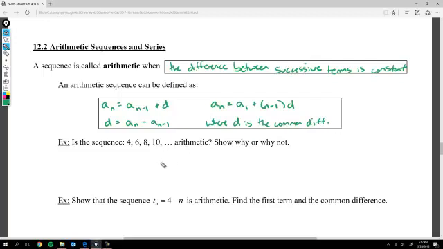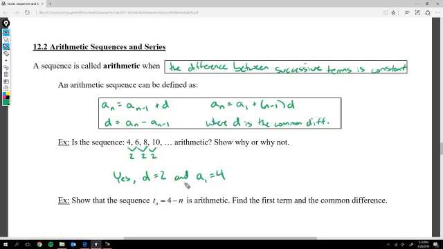Okay, so let's go through an example. First, I'm given a sequence 4, 6, 8, 10, dot dot dot, and I'm asking if this is arithmetic, and to show why or why not. So I'm going to subtract. 6 minus 4 is 2, 8 minus 6 is 2, 10 minus 8 is 2. Every time I subtract a preceding term from the current term, I get the same number. So yes, my common difference is 2, and my first term is 4.